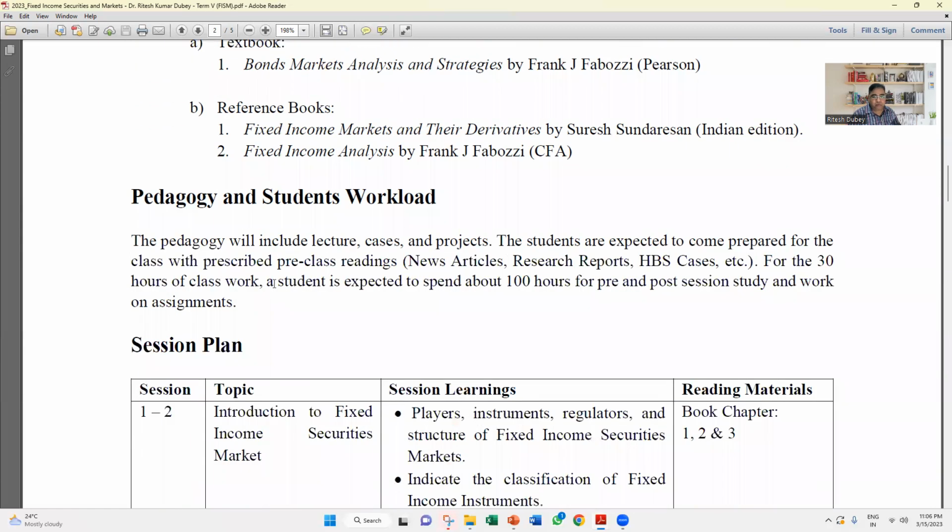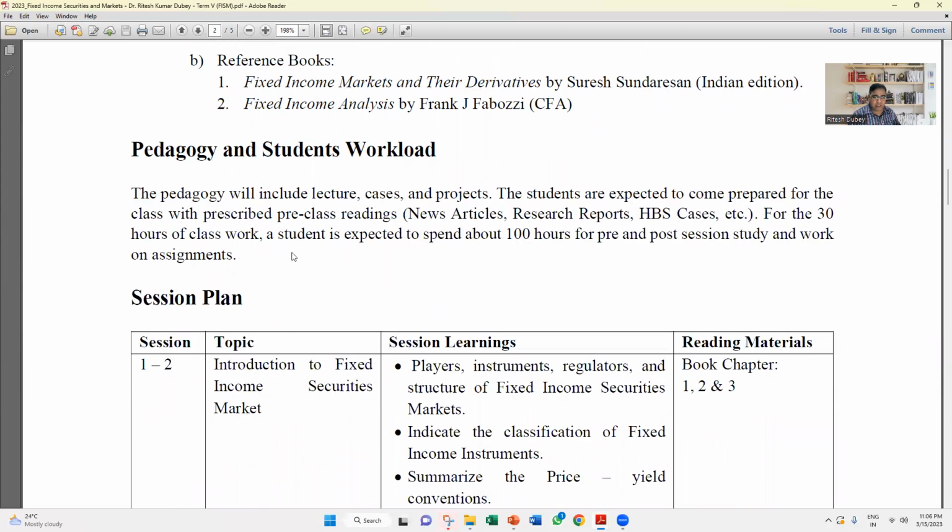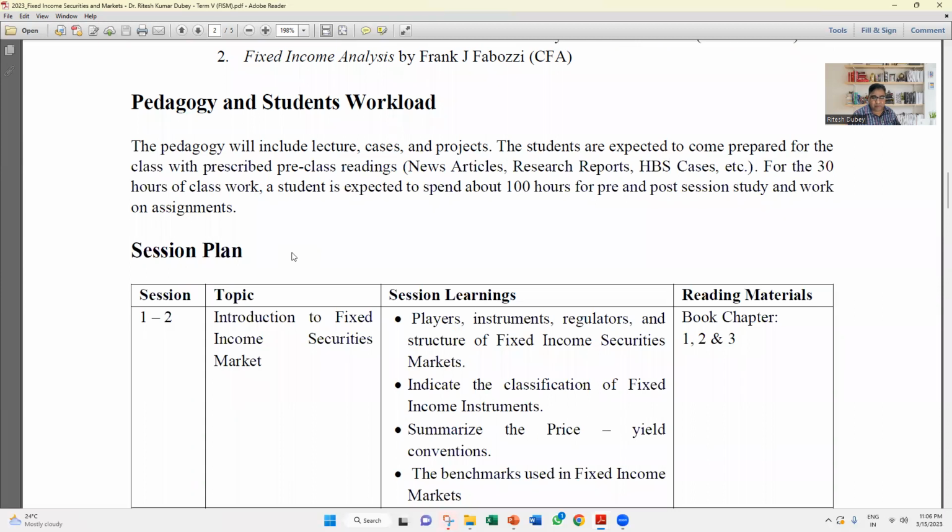Now, a few people have questions about how the pedagogy is going to be. We are going to use a lot of practical examples, and we are going to bring certain cases into the discussions. We will try to get some hands-on exercises with information that we are going to collect from secondary sources, and Bloomberg is going to be a primary source for a lot of such information as well.